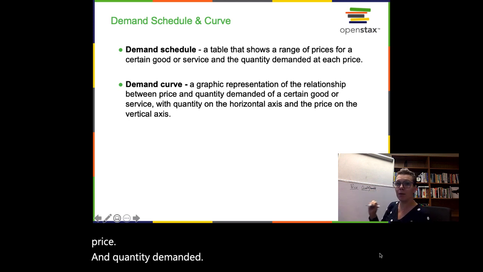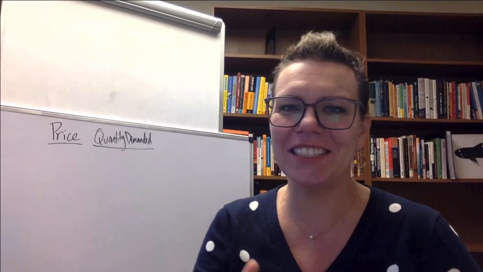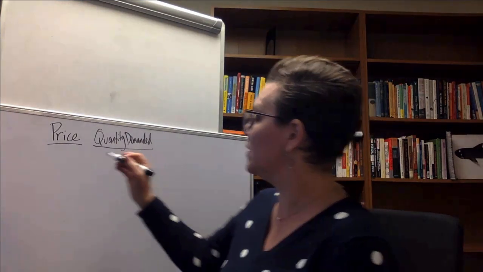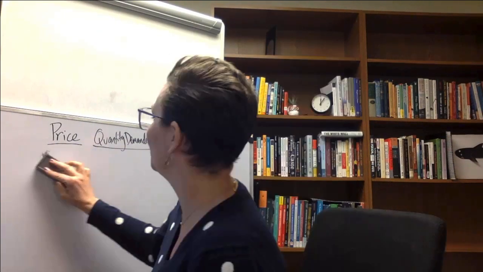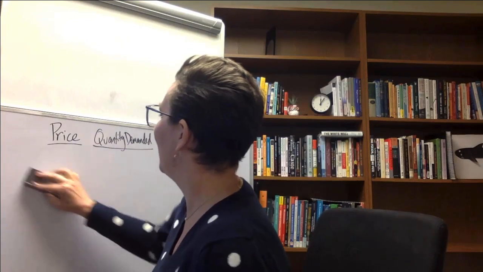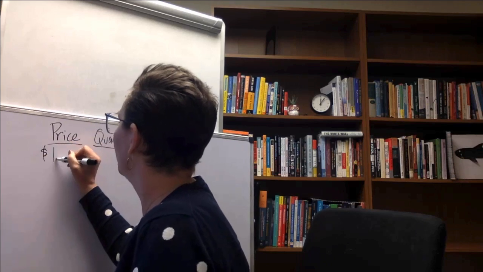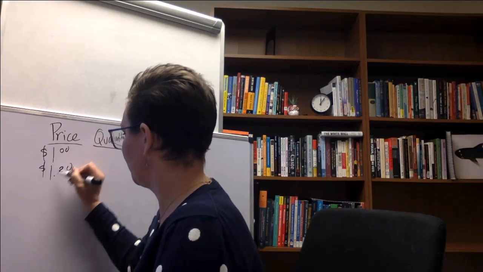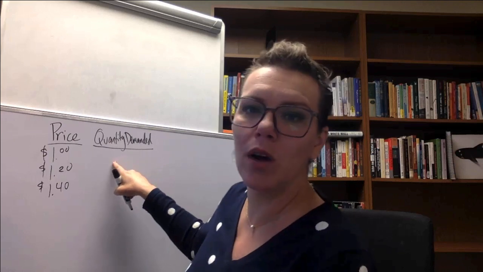So let's say we're talking about gasoline. All right, hopefully that's a little bit easier to see. So we've got price and quantity demanded. And so what we want to see is, what is the quantity demanded at various prices? So we can start with, say, these are unrealistic prices, but these are the prices. This is the example that's in your textbook, so we'll use that. So we've got a price of $1, $1.20, $1.40. And what we want to see is, what's the quantity demanded at each price.